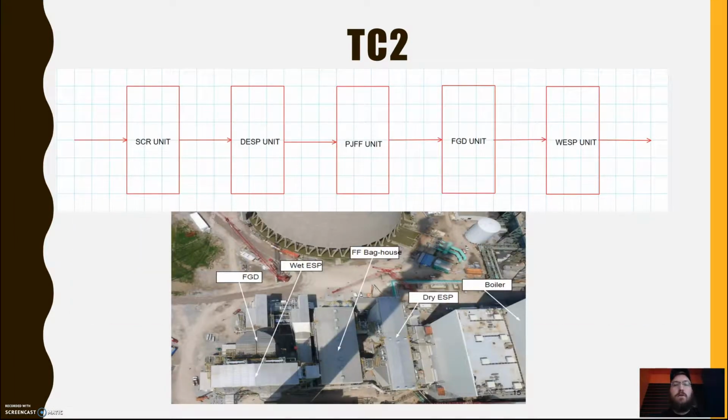Here you'll see another flow chart for TC2 as well as an aerial view of the Trimble County Coal Plant. So flue gas enters a selective catalytic reduction unit, followed by a dry electrostatic precipitator unit, followed by a pulse jet fabric filter unit located in the FF bag house, followed by a flue gas desulfurization unit, and then finally a wet electrostatic precipitator before being sent out the stacks.